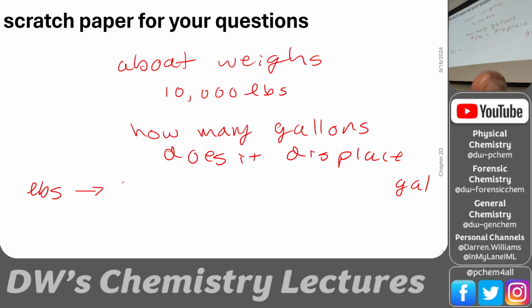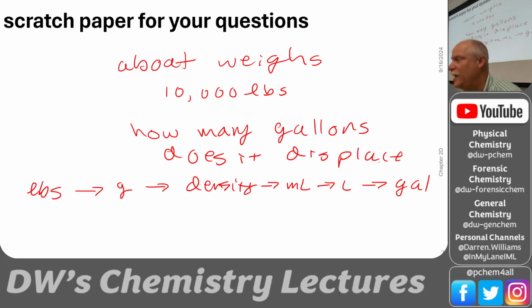So I want to get out of pounds and go to grams. And then I want to use the density, which gets me to milliliters. And then I want to go to liters, probably, which then I can go to gallons. You see the path? That's the trickiest part about chemistry when we get into the math of things, is to know the path I need to take to get to the final result. So we begin with the end in mind. We want to go to gallons, and we start with pounds. And so we got to go somehow through this path.